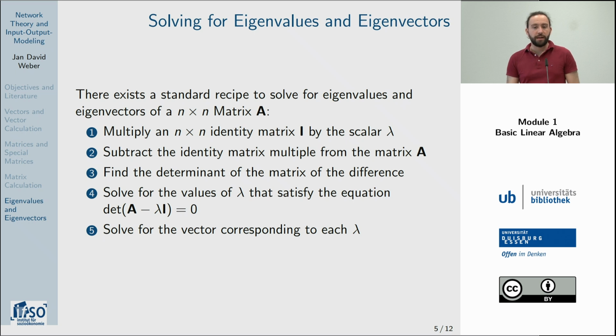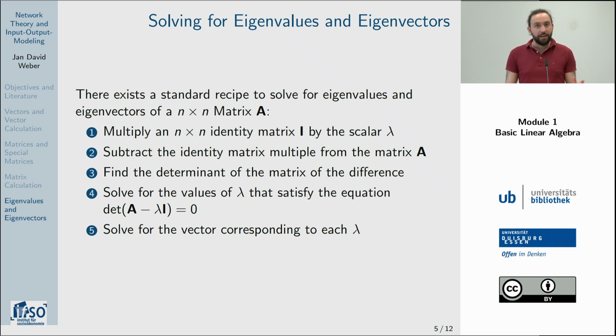So, in the first step, you take an n cross n identity matrix, I, and multiply it with the scalar lambda. Then you subtract the identity matrix that you just multiplied with the scalar from the matrix A. Then you have another messy matrix, of which you have to take the determinant. And then you get some nice statements for lambda, which you solve for that determinant equals 0. Solve that, and voila, you have your eigenvalues and eigenvectors.